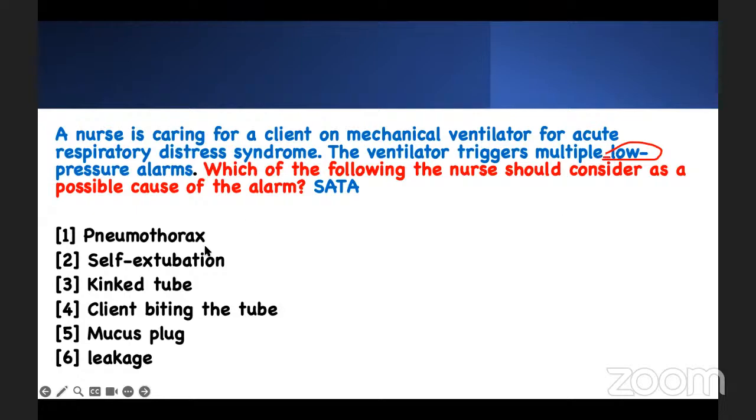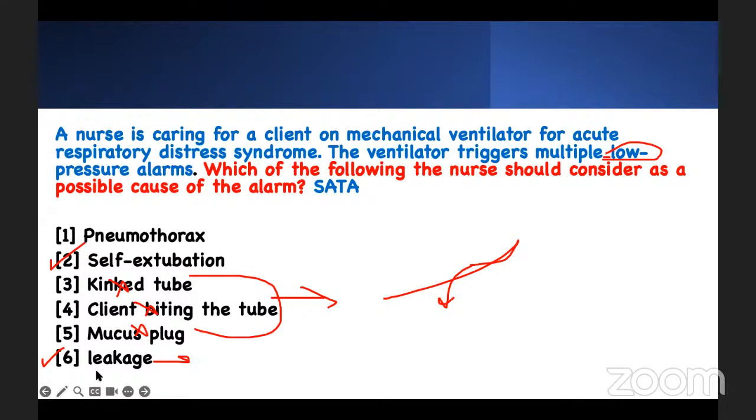It's a low pressure alarm. 3 is not a low pressure alarm. Biting the tube increases the pressure. A mucus plug is another increase in pressure. Anybody who selects 3, 4, 5, you are not reading the question right. You have to pay attention when you answer a question. You know the answer, but you answer it wrong. Leakage means there's no connection. There's a leak, so pressure will be low. So 6, low pressure. 2, low pressure.